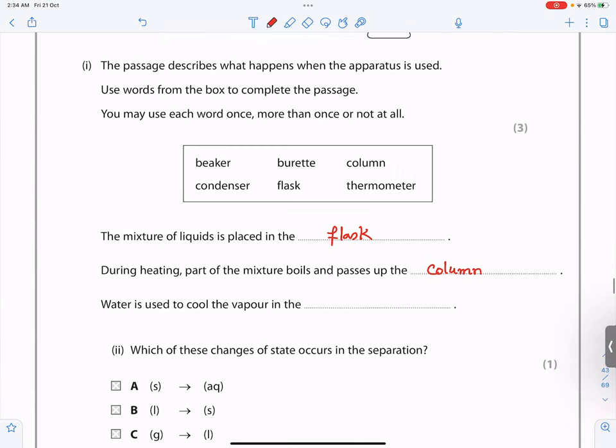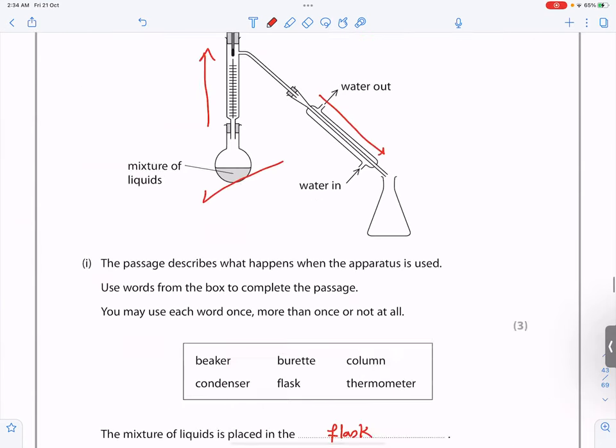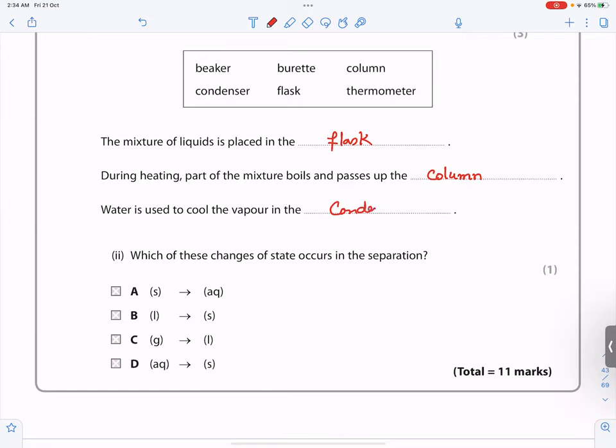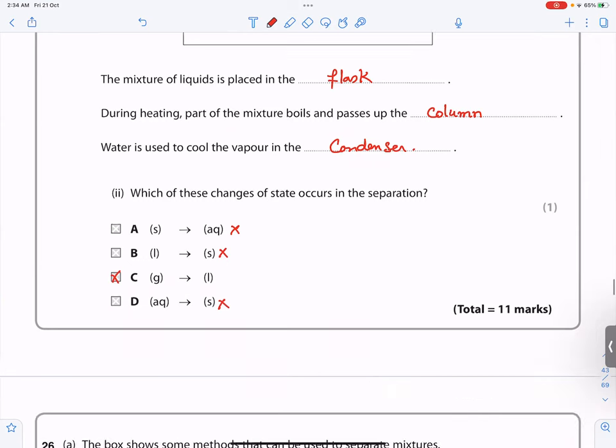Water is used to cool the vapors in the condenser. In the condenser, which of these changes of state occurs? Of course there is no solid, so cross out the options with S. What remains is gas and liquid, and what happens is condensation in the condenser.